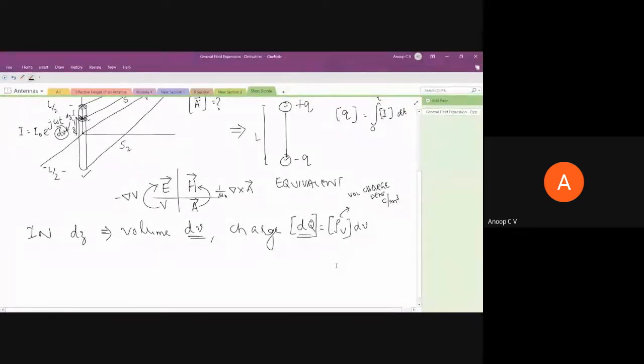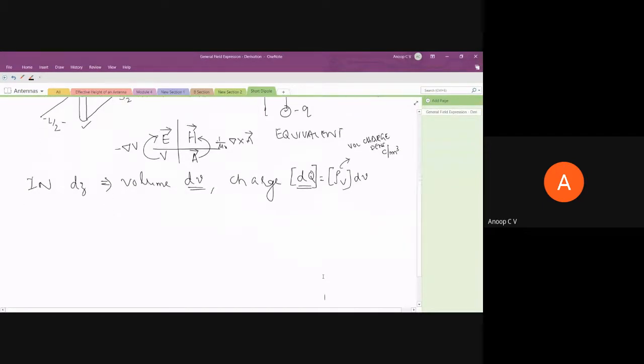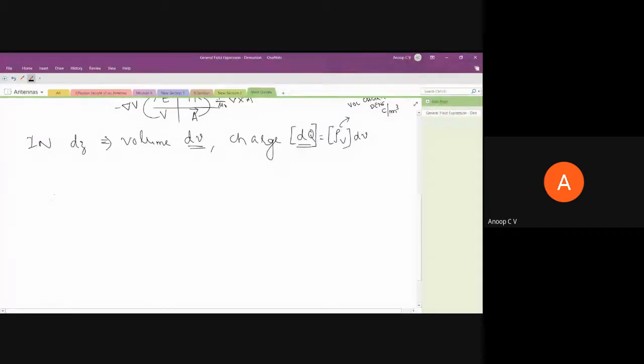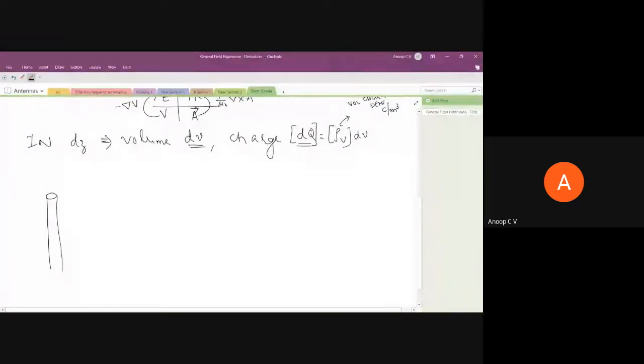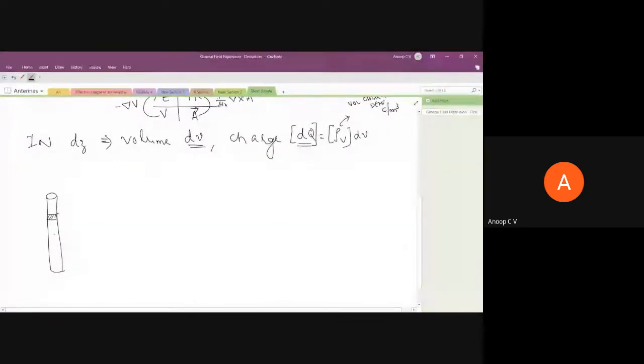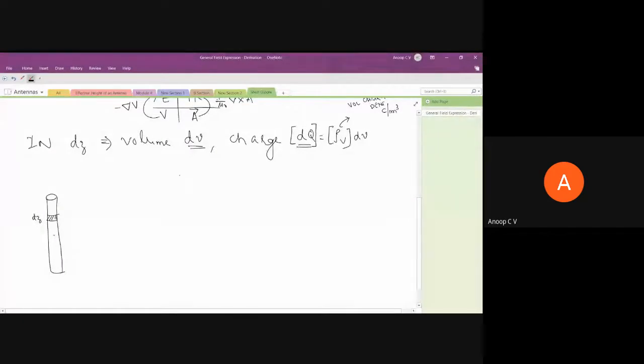Right. So now I need to find what is the. I'll redraw the diagram once again, without any of this. While redrawing the diagram, I'm using some assumption. So this is our origin, and this is our differential length dz, and it has some volume dV. So the point P is at a distance r from the origin.